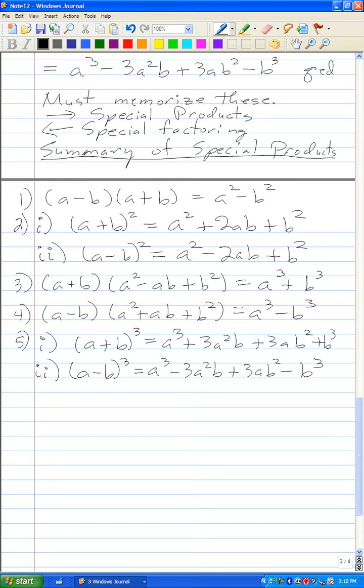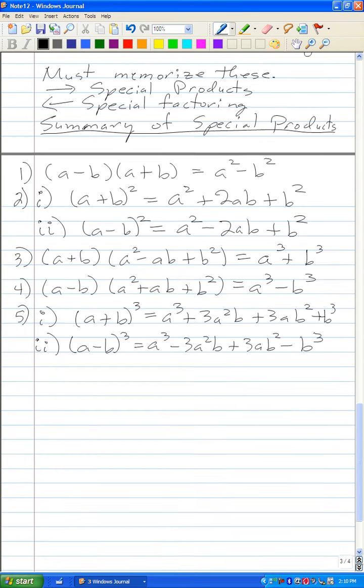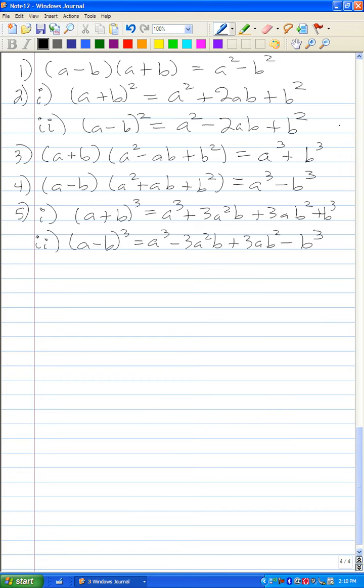So let me do some examples. These must be memorized. Let's do, on page 199, problem number 2. In exercises 1 through 22, use the rules discussed in this section to write the expression in expanded form.